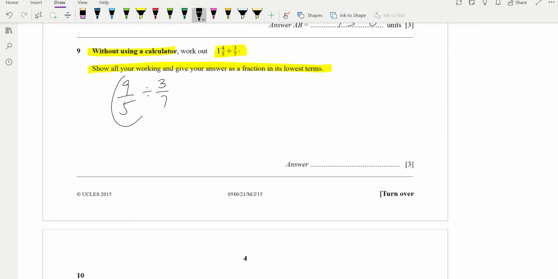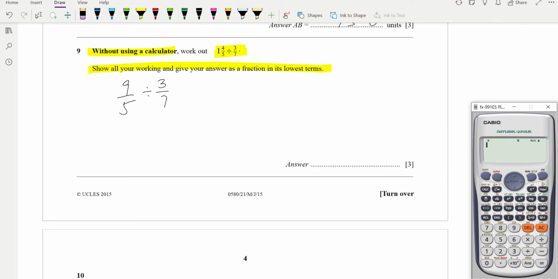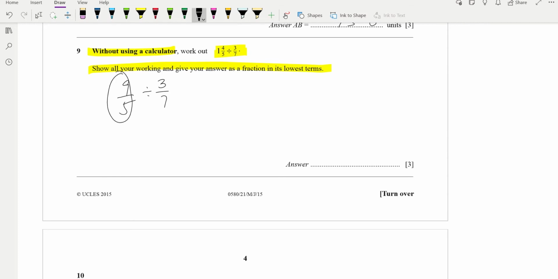This 9 by 5 we can basically solve with the calculator also. Although it's not allowed to use a calculator, you can show the working and check your conversion, like shift and 1 whole 4 over 5, and this will be equal to 9 by 5. This is how we can make sure that whatever we have converted is correct.